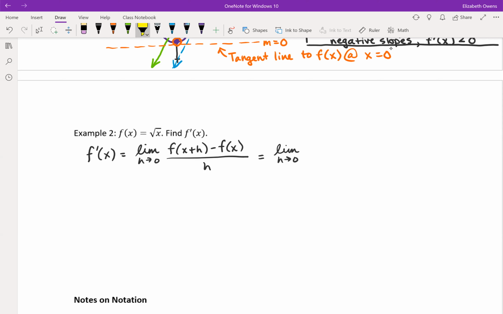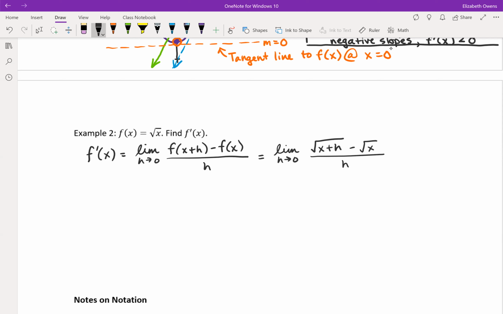And first things first, plug in your x plus h into the function. So that would be the square root of x plus h. And then minus f of x, which is just the square root of x. And that's all over h.